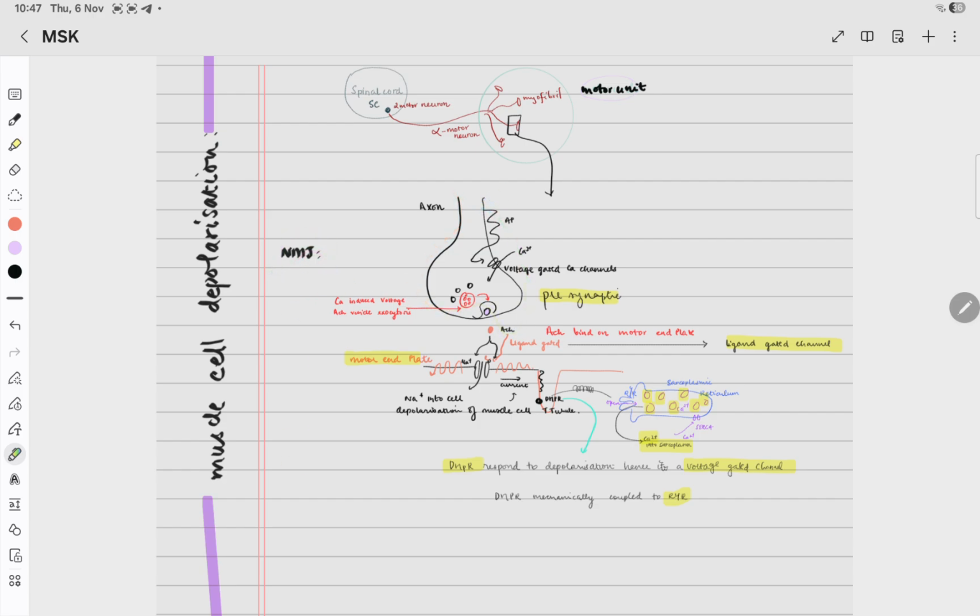Usually we call it a presynaptic and a postsynaptic area, but since this is a neuromuscular junction, we call the postsynaptic space the motor end plate. So you can see an axon here. This axon will carry the action potential.